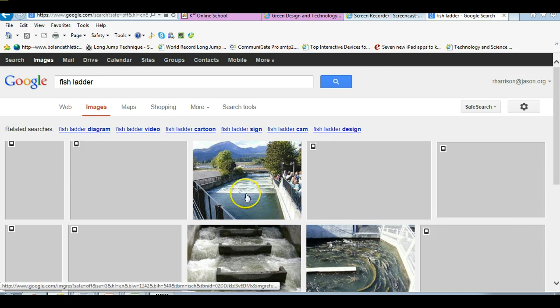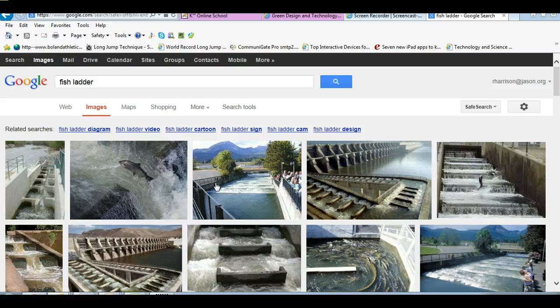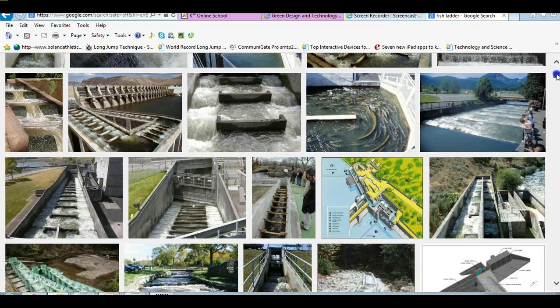So you can see this fish ladder right here. So there's a dam over on the side. See like this? Look at that huge dam over there. Looks like it might be in China. But then there's this ladder that fish can swim up. See, here's a picture of a salmon right here going up this ladder. There's people watching fish going up a ladder. So they do make these things to help the fish go upstream, these fish ladders.